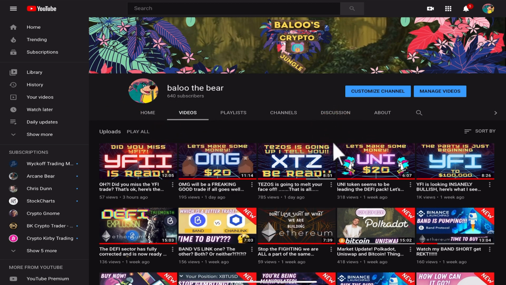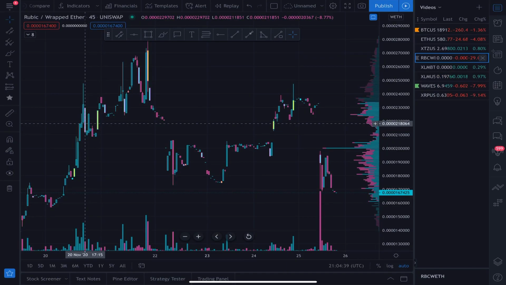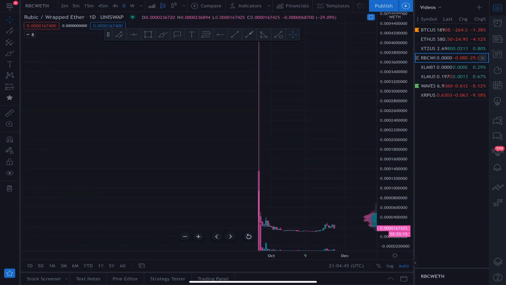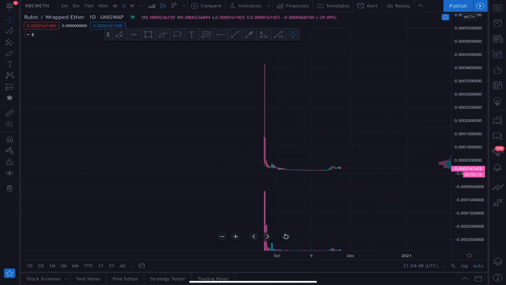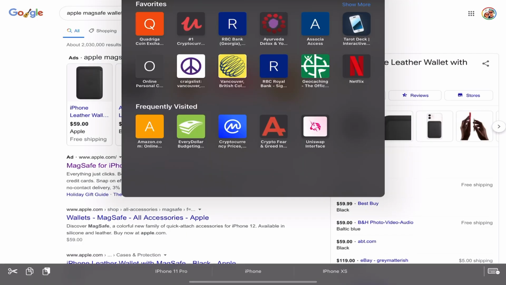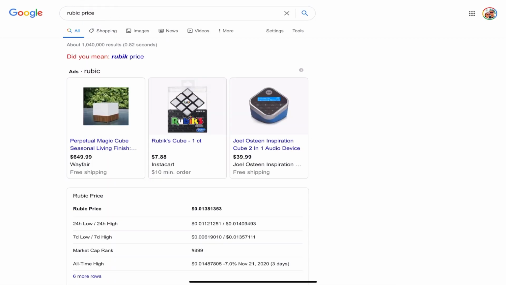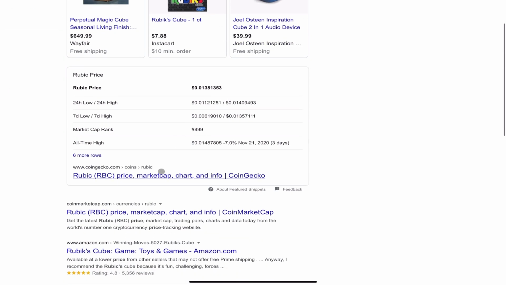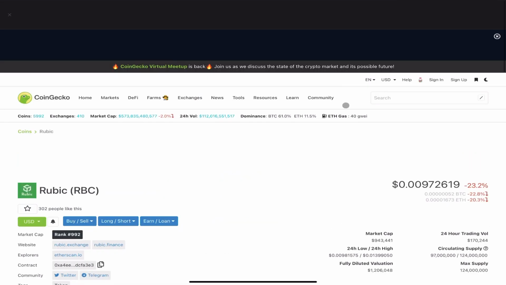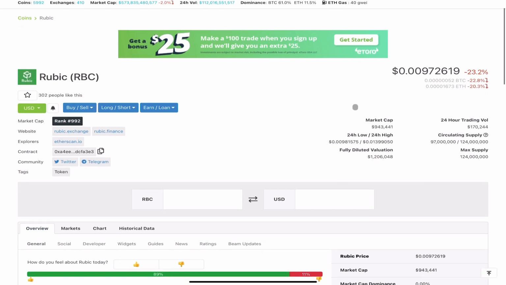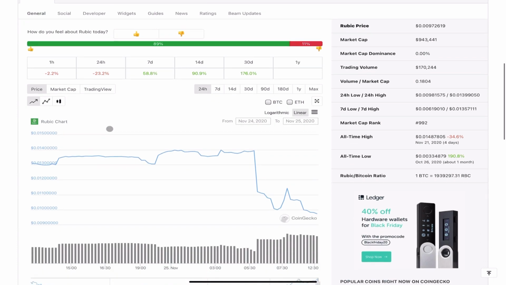So, taking a look at the price of what are we looking at? Oh yeah, I got a coin request inside of the comments section to take a look at Rubik. DeFi project, I know very little about it. Let's start out taking a look at the market cap of Rubik on CoinGecko. It's down 25% of its value at the time of recording this video. RBC, Rubik.